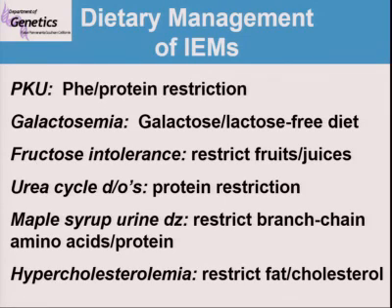So there are a couple different ways to manage various inborn errors of metabolism, and we talked about the phenylalanine restriction in PKU. We talked about the galactose and lactose restriction in galactosemia. There's something called hereditary fructose intolerance. I think you can figure that one out for yourself. We talked about protein restriction in urea cycle disorders. There's a condition called maple syrup urine disease because of the odor of the urine, where that is a defect in branched chain amino acids, and we restrict those particular amino acids. And you all know about hypercholesterolemia.